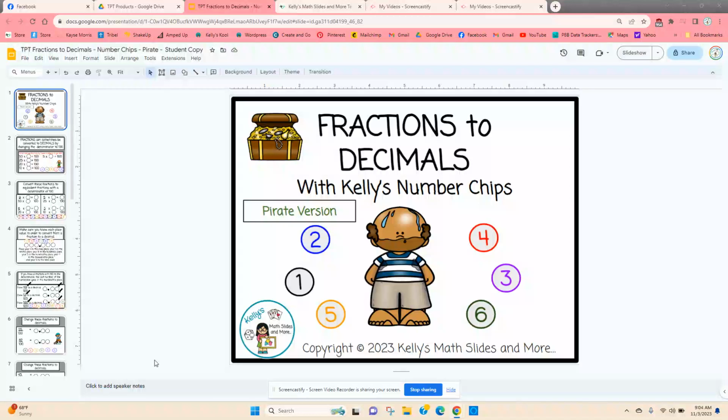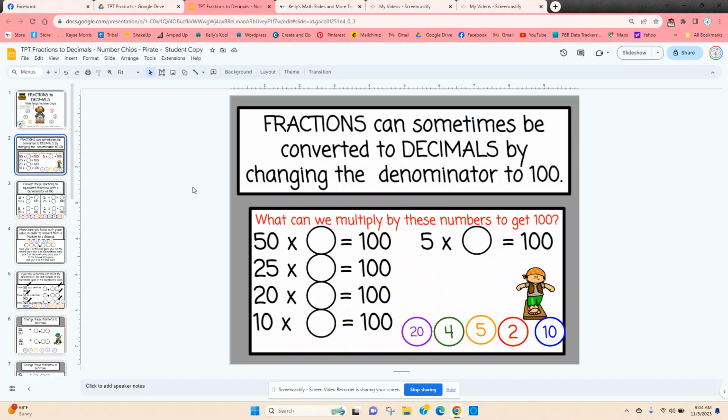Converting fractions to decimals with number chips. This is the pirate version, and this is a digital lesson. It's a lot of fun for the students. They like to move these number chips around their screen. So it's a scaffolded lesson.